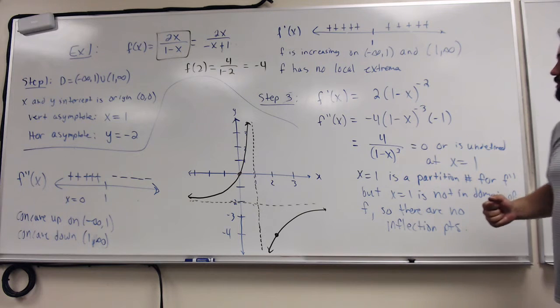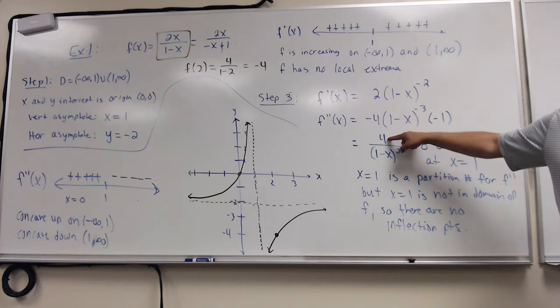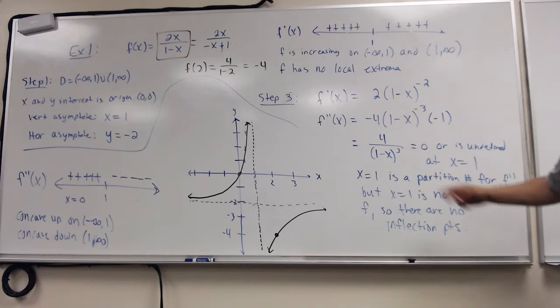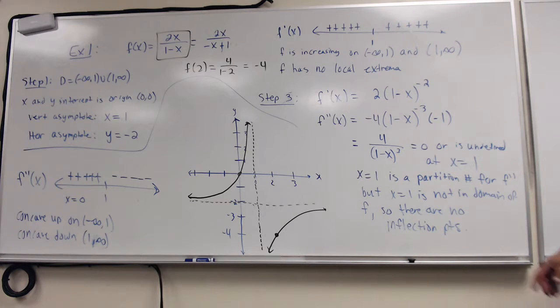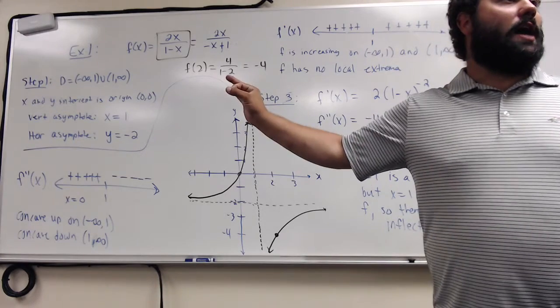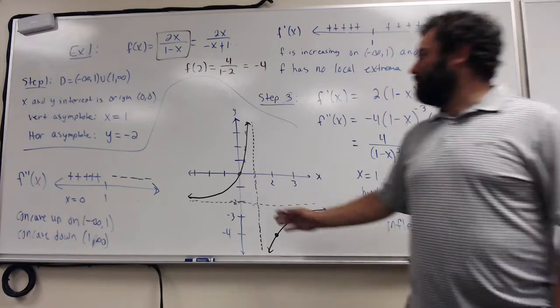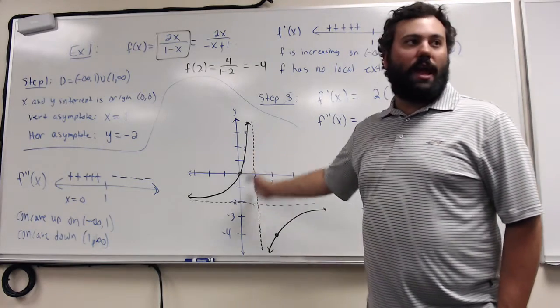But theoretically, what you do to find your partition numbers is you set the numerator equal to 0 to figure out where it's 0, and you set the denominator equal to 0 to find where it's undefined. And that'll give you partition numbers. And then you also have to ask if those partition numbers are in the domain. Like if 1 would have been in the domain, you would have had an inflection point actually on the graph. But this time there's no inflection point because the concavity is changing at an asymptote.